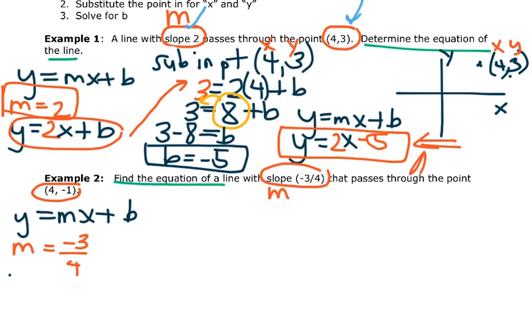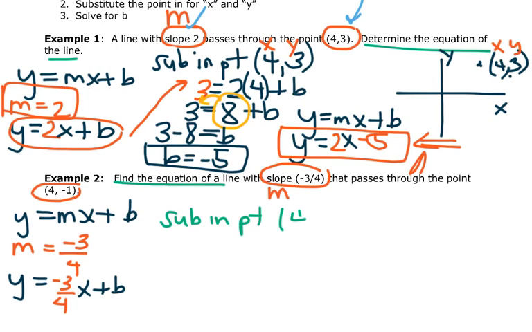So I don't have y, so I'm going to copy what y equals. Our m, no problem, it's negative 3 over 4. And then we don't have x yet, and we're going to do plus b. So just as a reminder, all we need to find the equation of a line is m and b. M we were given, no problem. B, we got to find it in a sneaky way. And so what we're going to do is use the second piece of information we were given, which is this point. So I'm going to sub in the point (negative 1). And how are points written?